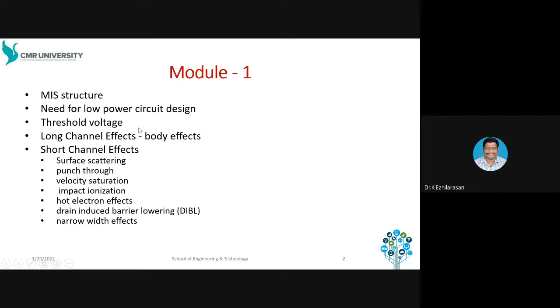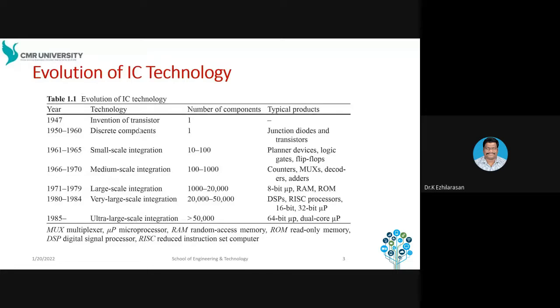Before entering into that, let us see the evolution of the IC era. We need to know the evolution from the beginning: during the year 1947 the transistor was invented. So during 1947 there was only one component, the transistor. Next, the discrete components came, I think by 1950 to 1960.